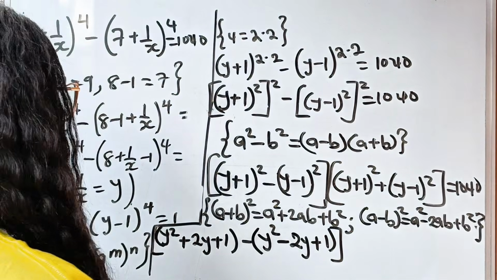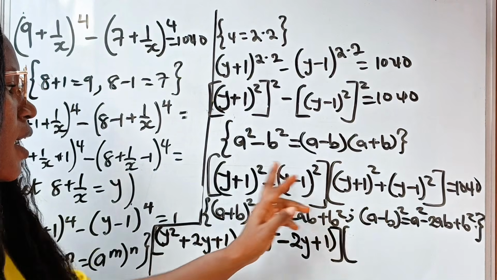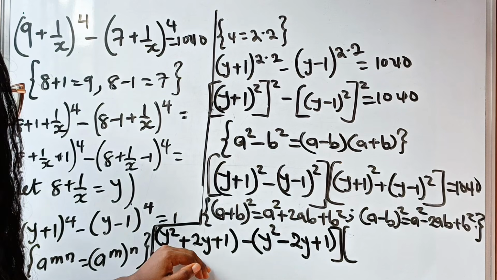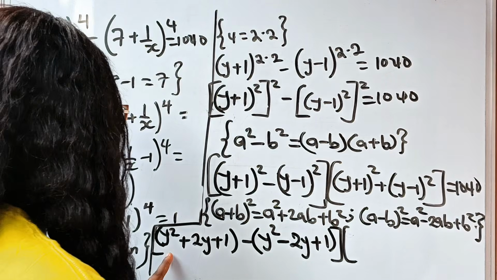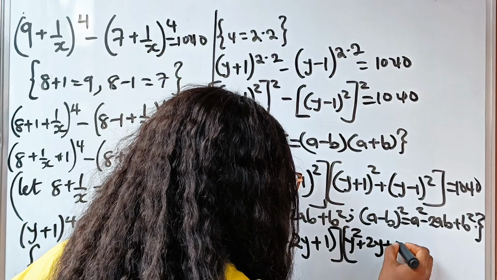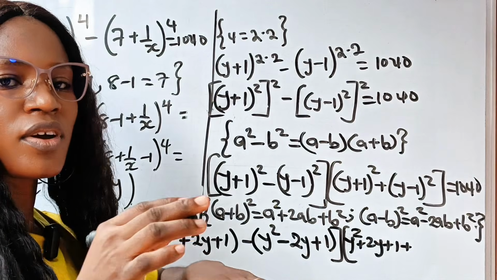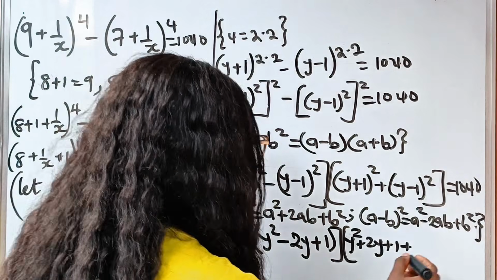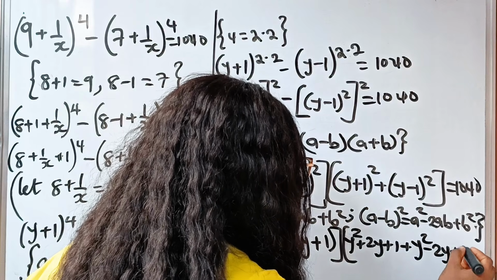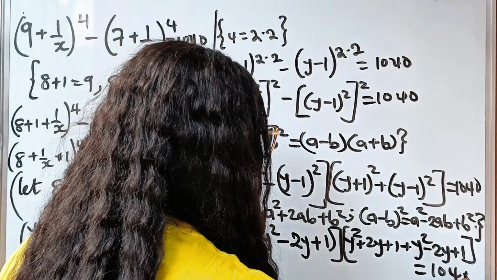So we are done with this, multiplied by, so we have the same thing here and here. The only thing is that what we have here is plus. So I'm going to copy everything that we have here now and put plus in the middle. So I'll write y squared plus 2y plus 1 plus, since it's plus, I'm not going to put them in brackets because that plus doesn't affect anything. So plus y squared minus 2y plus 1 is equal to 1040.